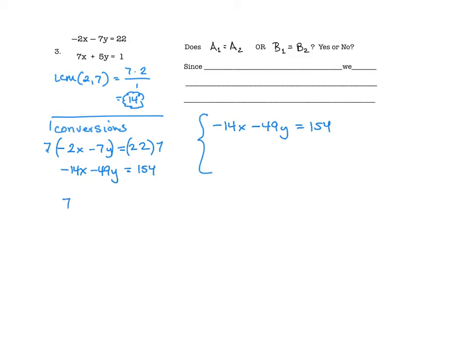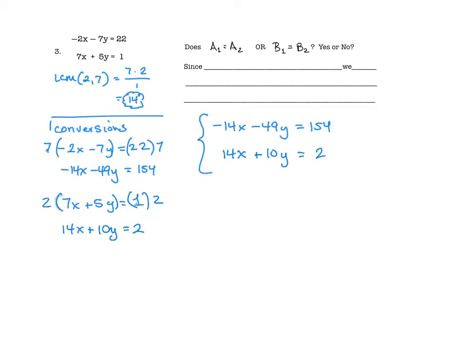Now go back to the second equation. Pluck it out. It is 7x plus 5y equals 1. What I'm going to do is ask myself, that 7 has to become a 14. So how do I turn 7 into 14? Well, I multiply it by 2. So multiply by 2. So this becomes 14x plus 10y equals 2. Now I plug that over here. So 14x plus 10y equals 2.